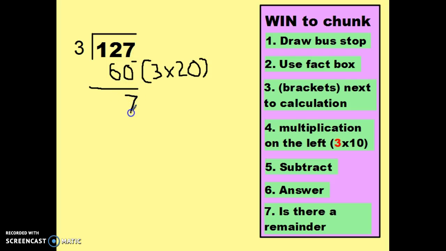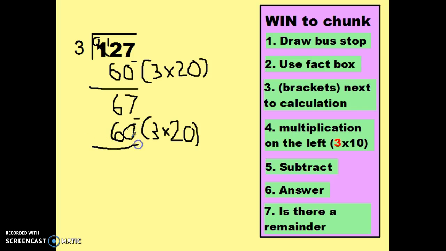7 take away 0 is 7. 2 take away 6 you can't do. Cross out the 1 and carry it over. 12 take away 6 is 6. Okay, now I know that this gives me 60, so I'm going to repeat it. 3 times 20 equals 60. 7 take away 0 is 7. 6 take away 6 is 0.